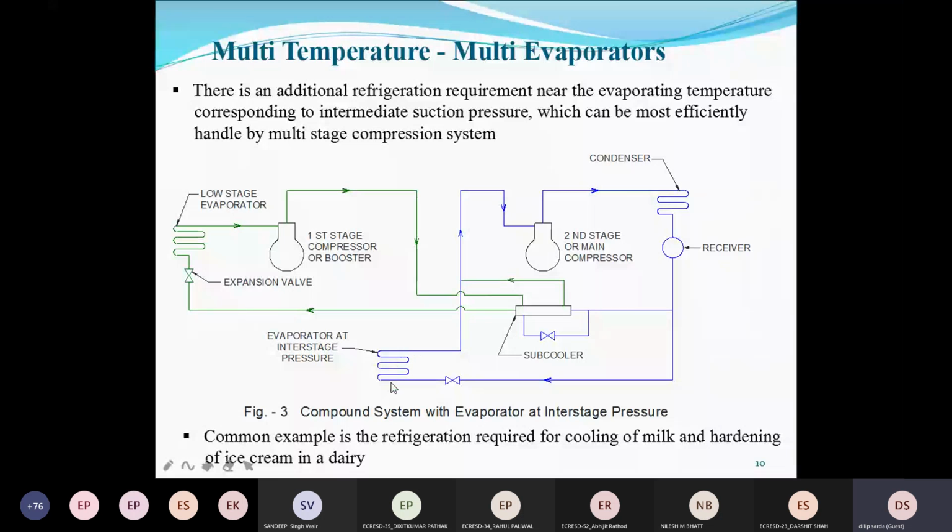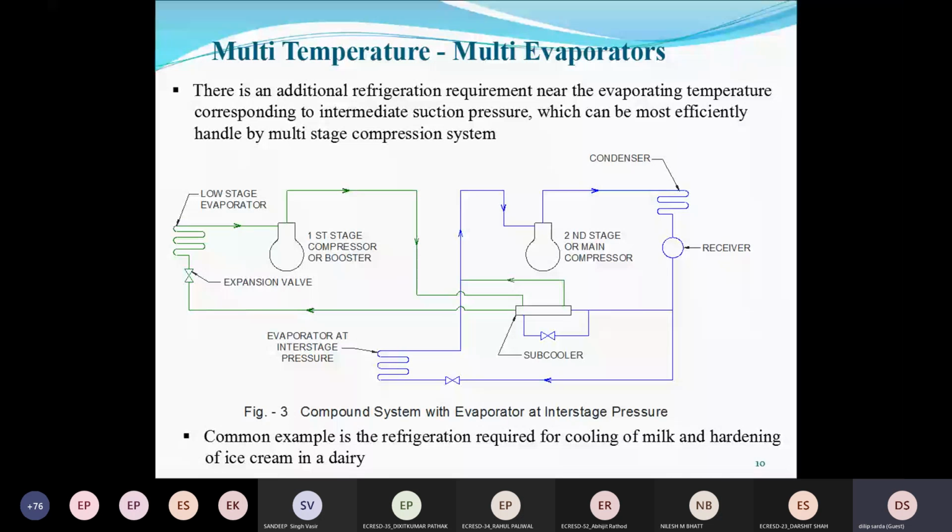Similarly, there is a second evaporator, and the evaporating gas of the second evaporator is also going to the same compressor. So we have combined here the discharge gas of the first stage compressor and the suction gas of the second evaporator. And then after the condenser, it is going to the receiver, and from the receiver it is going directly to the evaporator of higher temperature. And after subcooling the liquid, we are sending it to the first stage evaporator.